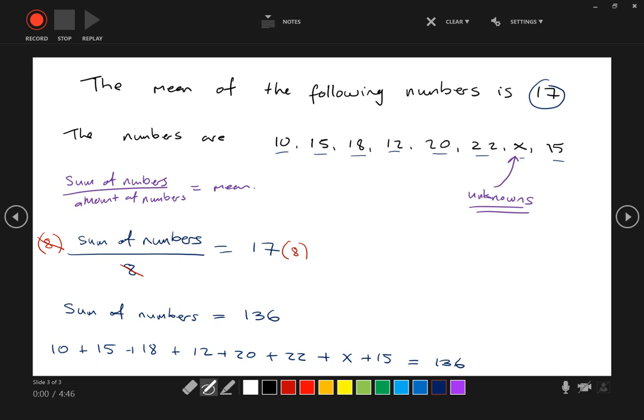So if I add up these numbers, 10 plus 15 plus 18 plus 12 plus 20 plus 22 plus 15, I'll get 112 plus X, because remember I can't add the X because it's not a like term, would be equal to 136. Going back to my algebra, subtract 112 from both sides. So 136 minus 112, which means X is equal to 24. Okay, so X is equal to 24, which gives me a mean of 17.